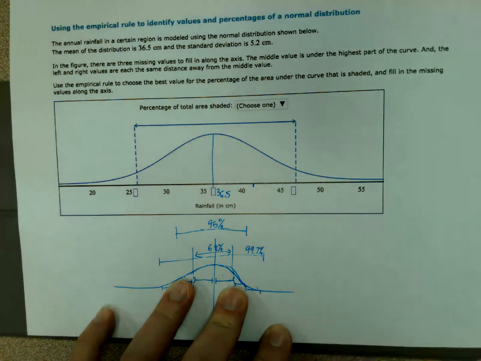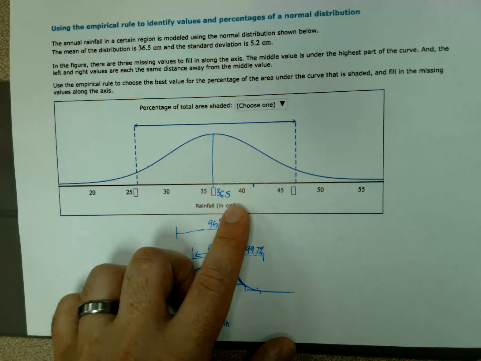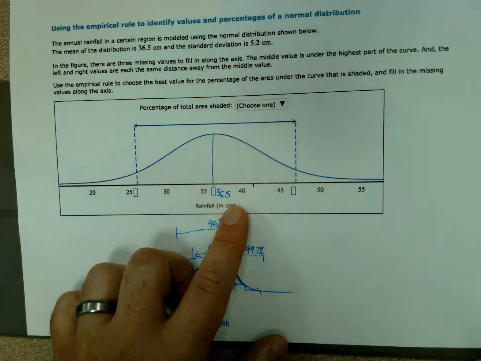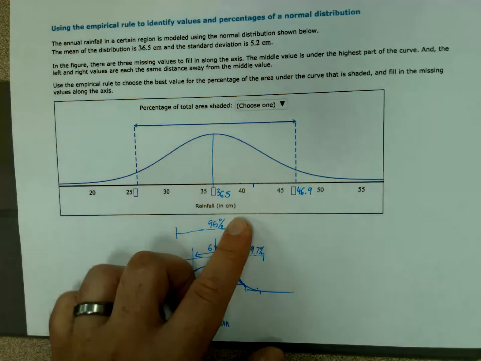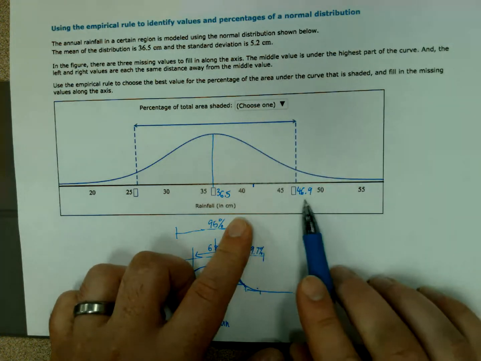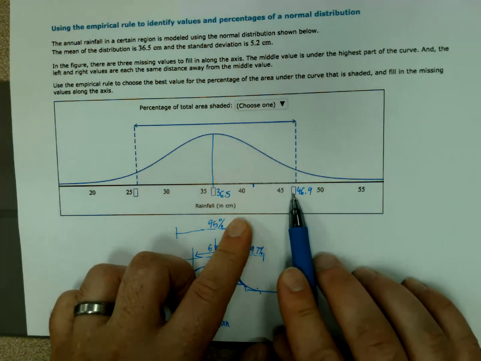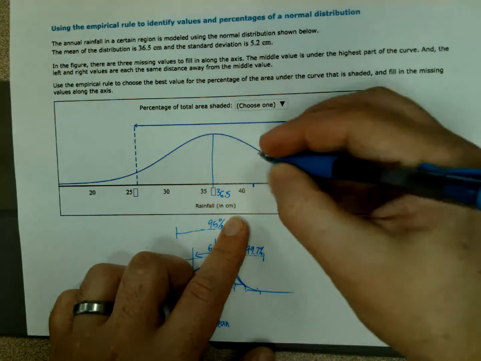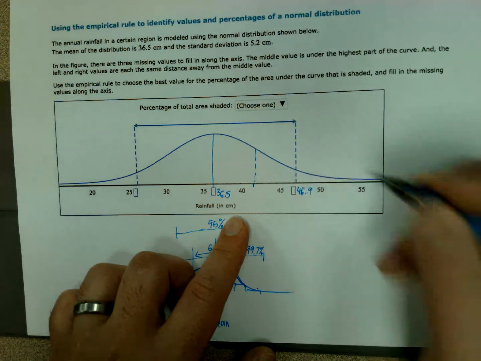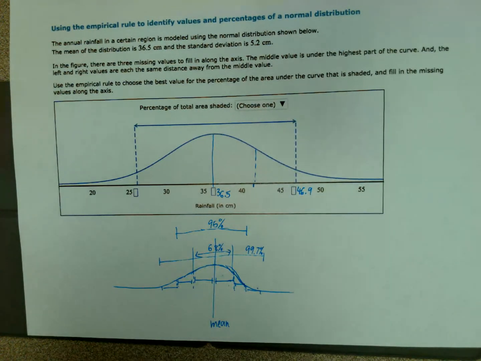That's not far enough, so I need to add 5.2 again, which takes us to 46.9, which does look like what I want. If I added another 5.2, I'd go past 50, and I don't know exactly where my line is, that's what I'm trying to find, but I know it's between 45 and 50. So it's two standard deviations out to 46.9.